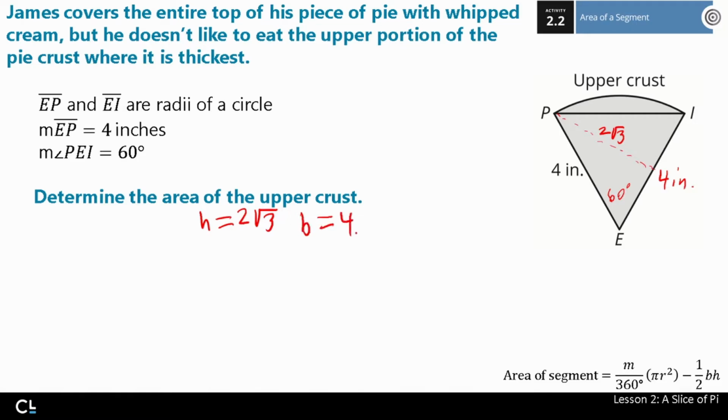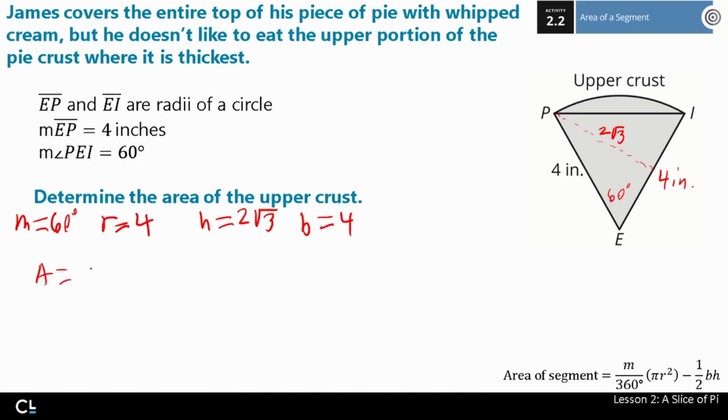Base is 4, right? So that's for our formula down here. Our m, what is our angle measure? M equals 60 degrees. And my radius, r, is also 4. Right? And now we have all the information we have to plug into our area formula.